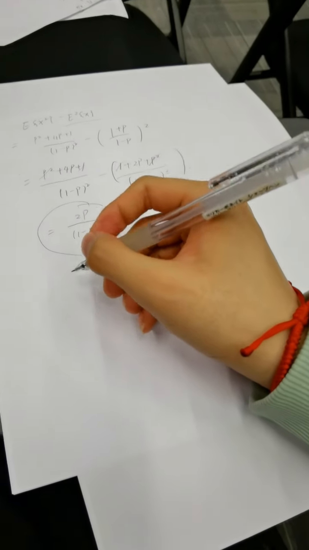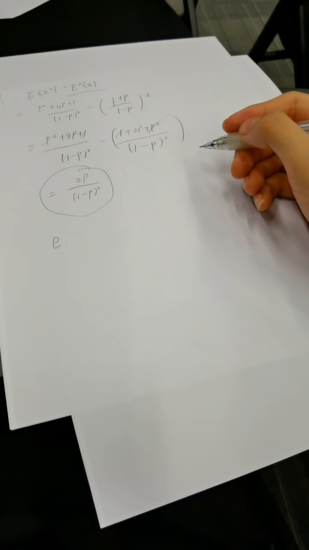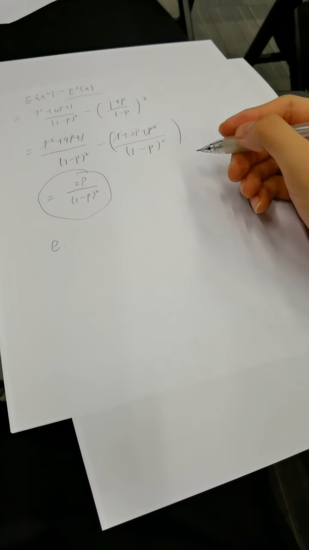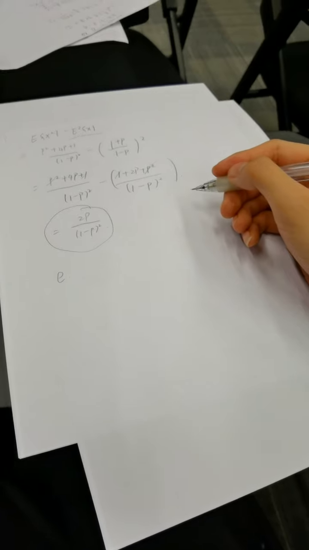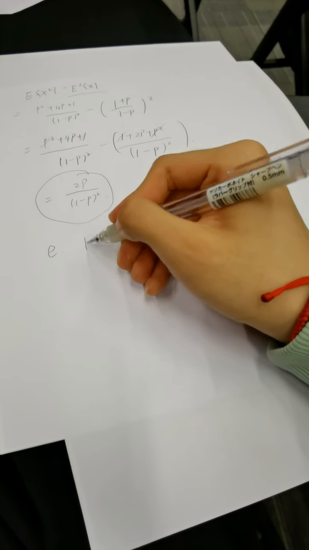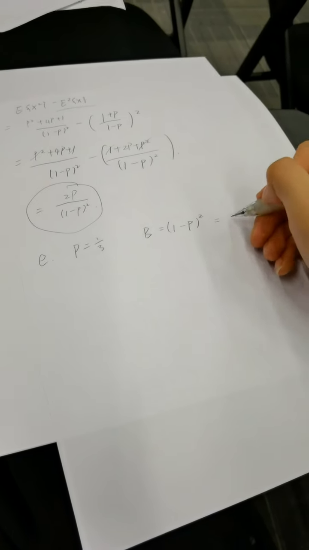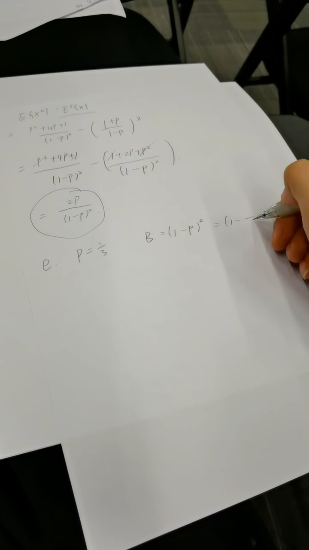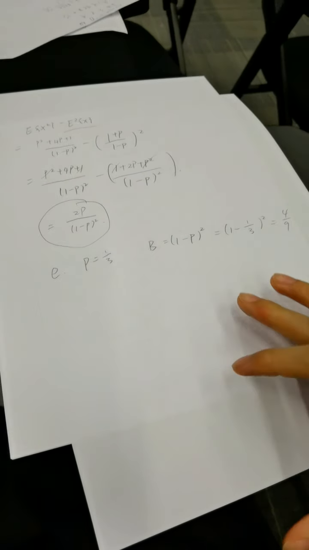For the last one, from the question, they already told us p equal to 1 divided by 3, and x from 2 to 5. So first one, we use p equal to 1 divided by 3. We can get b equal to 1 minus p to the twice, which is equal to 1 minus 1 divided by 3 square equal to 4 divided by 9.